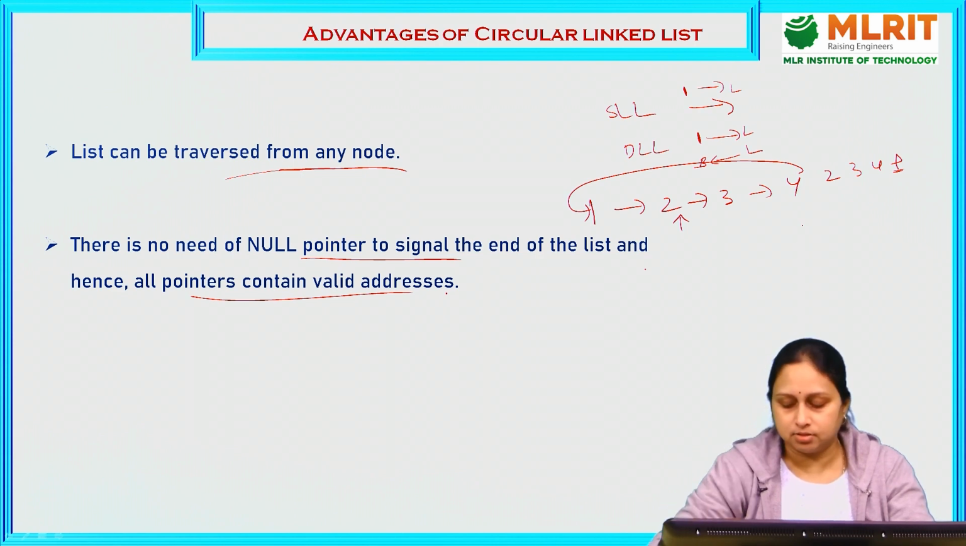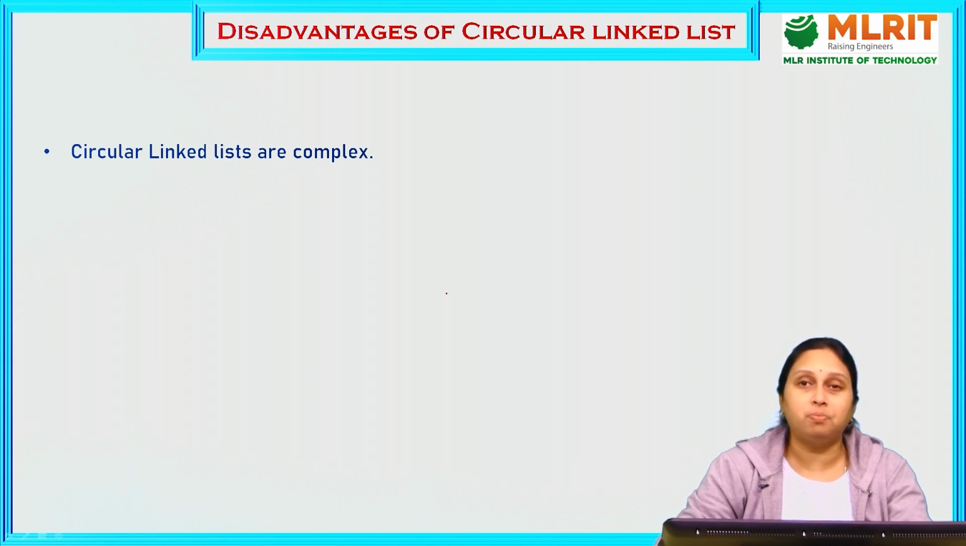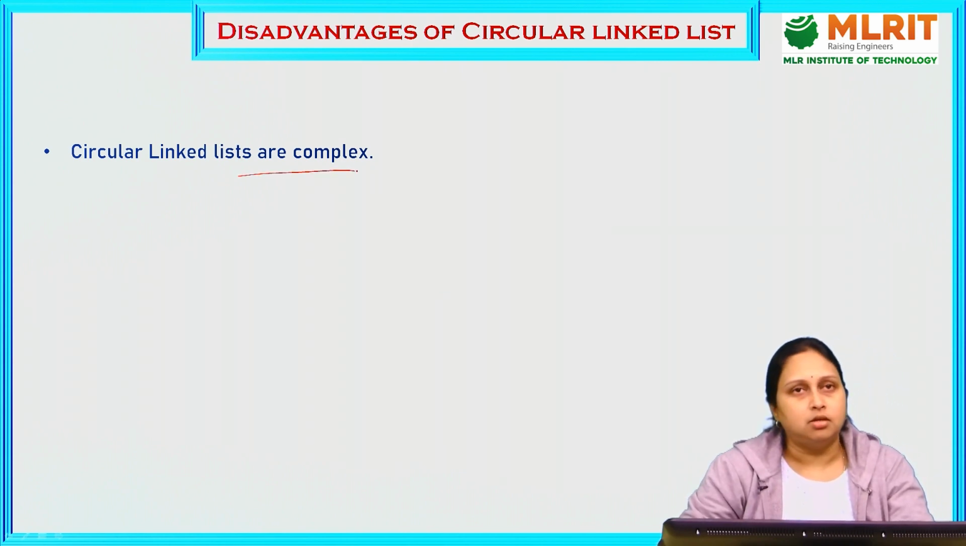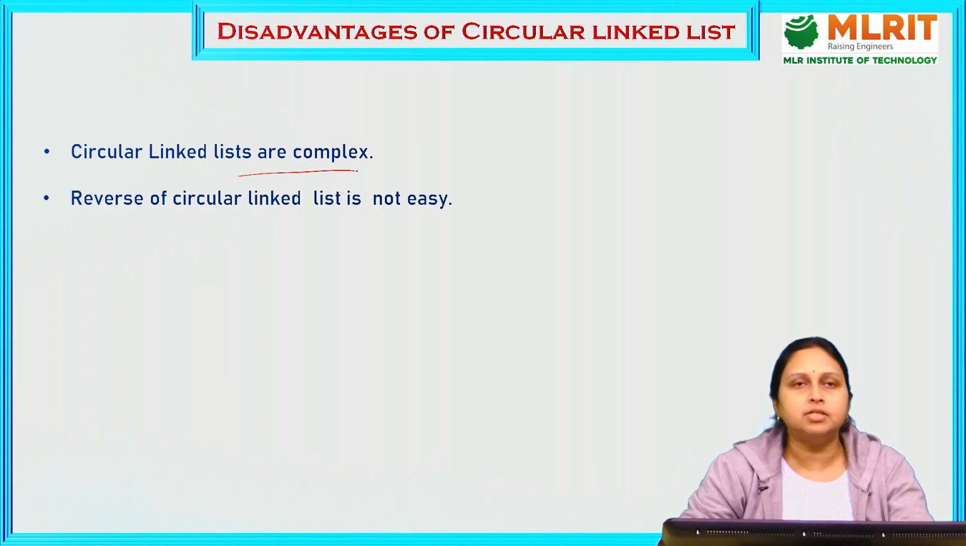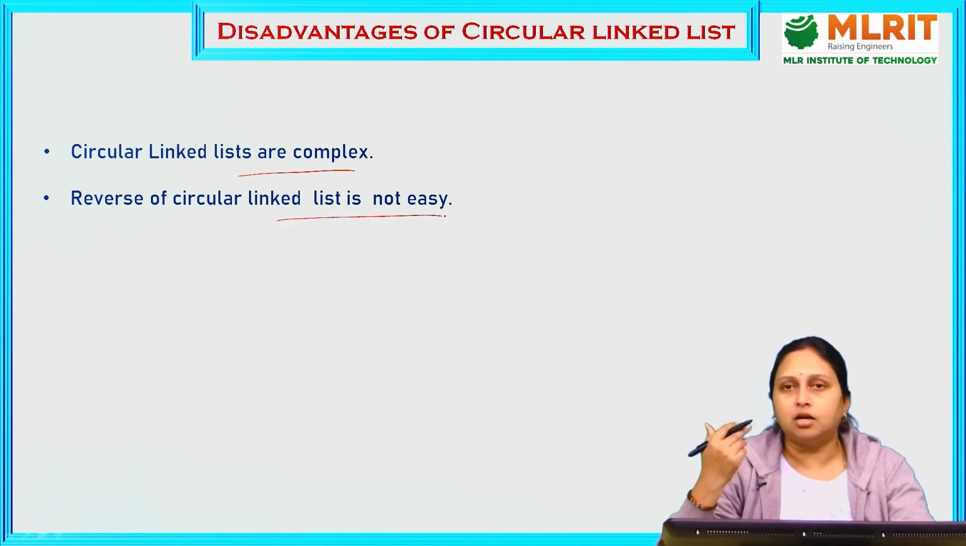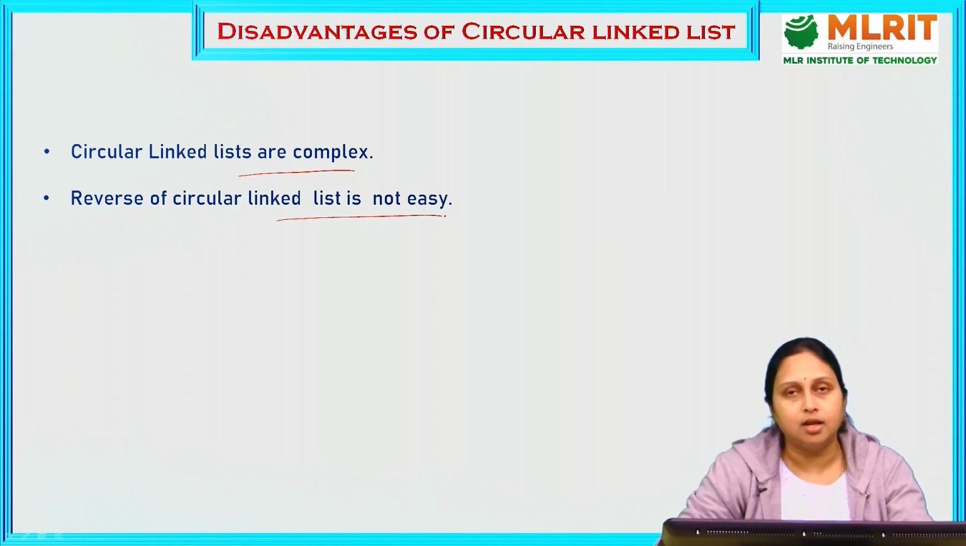pointer address. And the disadvantages of circular linked list. Circular linked lists are complex. When you look into the single linked list and double linked list, the circular linked list implementation as well as the representation is a little bit difficult. And reverse of circular linked list is not easy. With the single linked list itself, we have faced a lot of problems. But here, reversing a circular single linked list is more complex than the single linked list reverse, right?